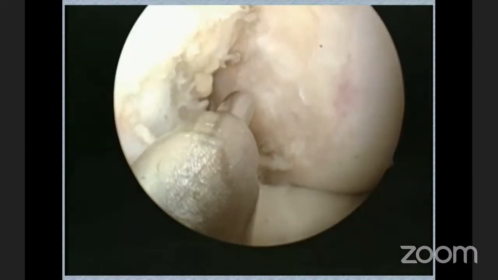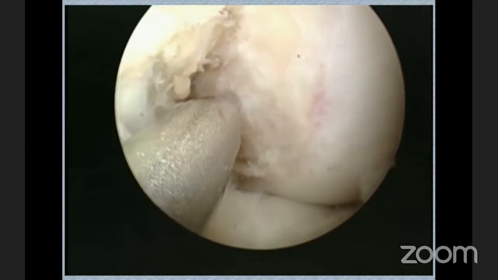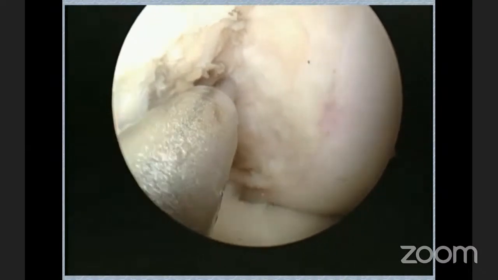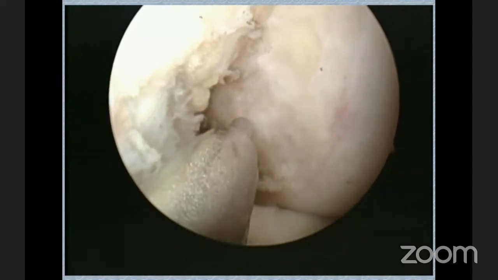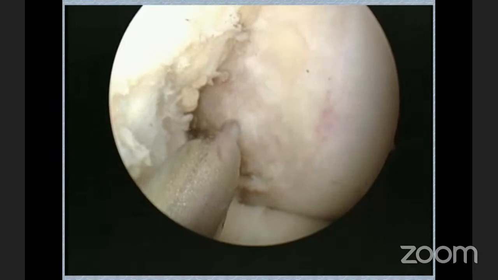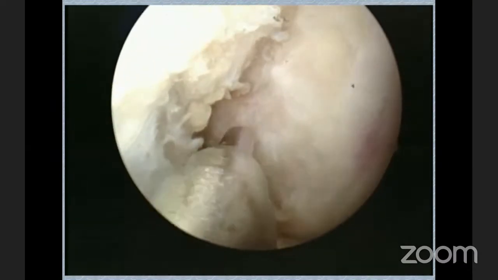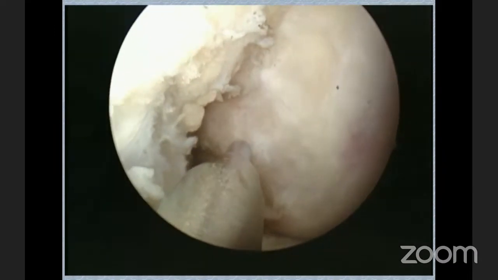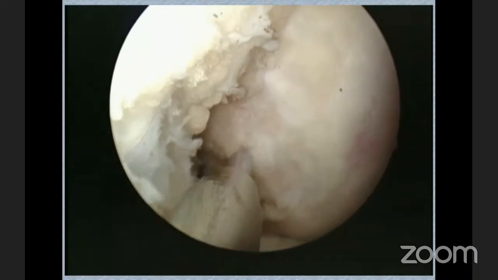Now we're going to insert our awl. This awl is coming in through the accessory anteromedial portal. Again, we confirm our position: lateral intercondylar ridge, articular surface, midpoint, just behind the bifurcate ridge. And after confirmation, you use a hammer to make a small hole there with your awl.